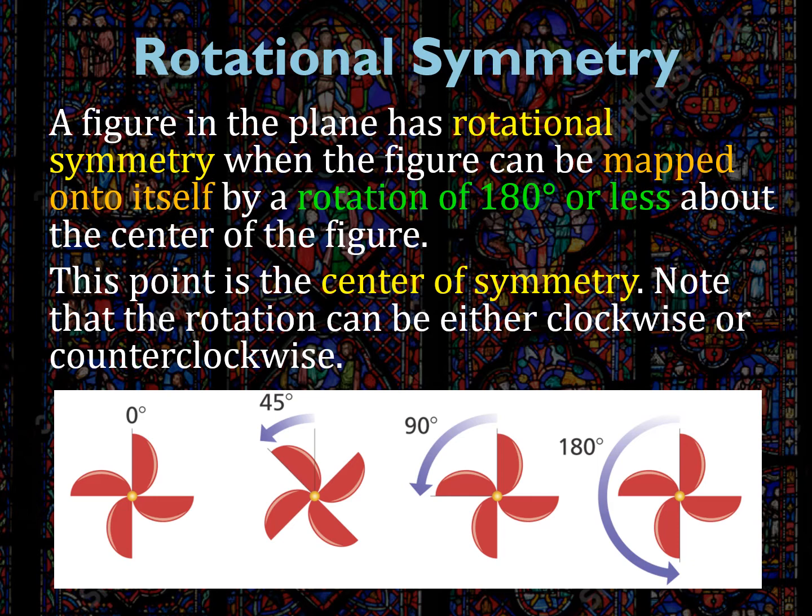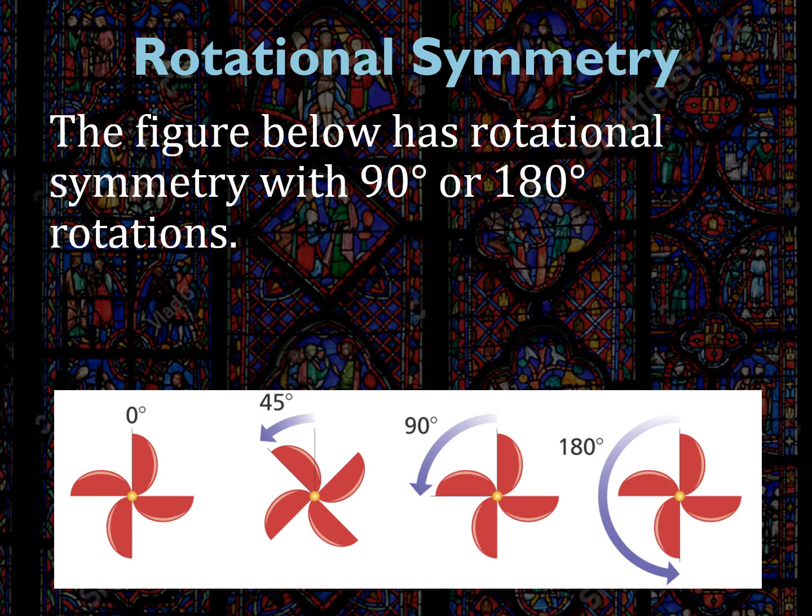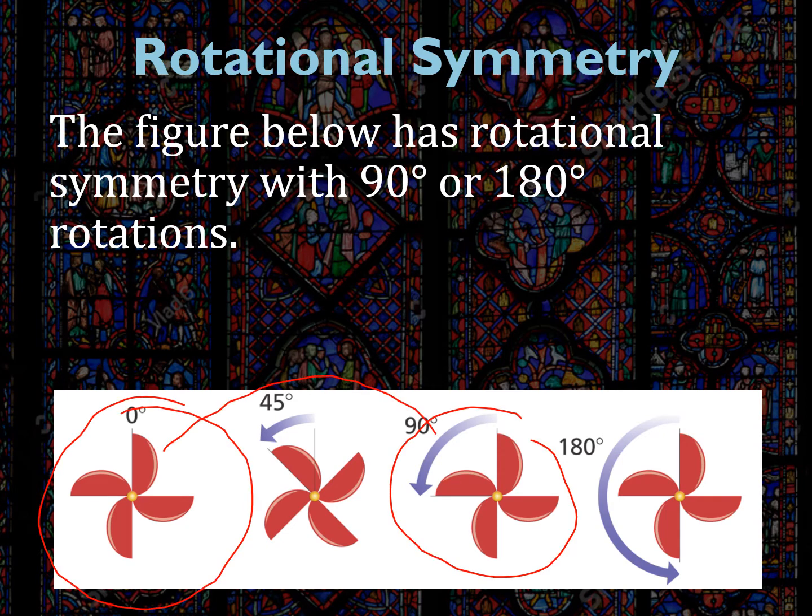Now notice the rotation can be either clockwise or counterclockwise. So the figure below has rotational symmetry with 90 or 180 degrees. So notice the 90-degree rotation is exactly the same as the 0 degree. If you were to put these graphs on top of each other, they would match perfectly. The 45 degrees, not so much. Notice that even though it's the same shape, if you tried to put the 45-degree rotation shape on top of the 0, it wouldn't overlap.